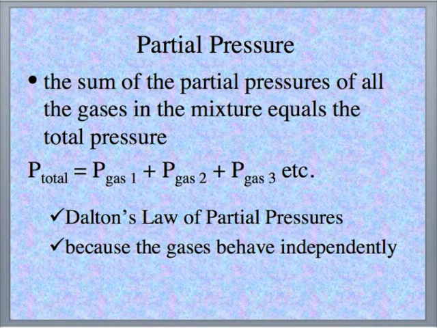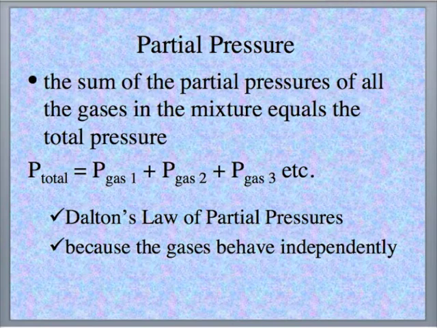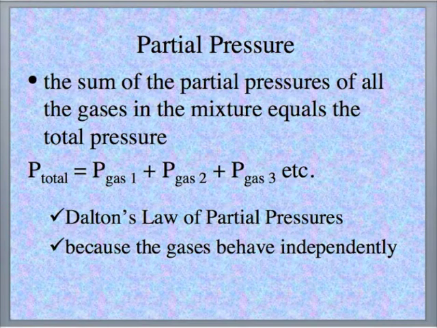So Dalton's Law of partial pressures states that the sum of the partial pressures of all the gases in the mixture equals the total pressure. So the total pressure equals the partial pressure of gas 1 plus the partial pressure of gas 2, etc., for every component gas making up the mixture.